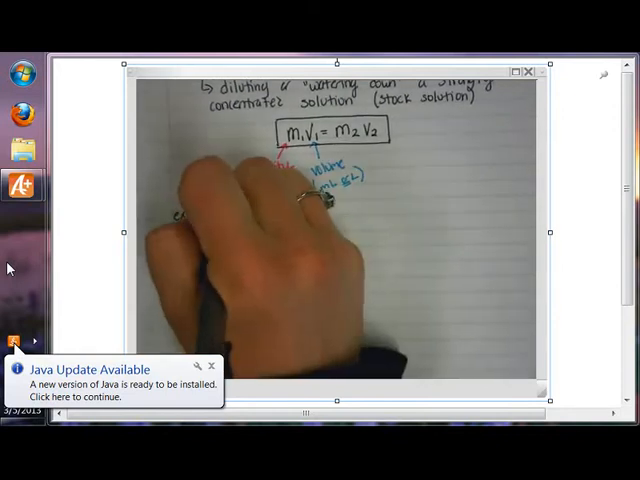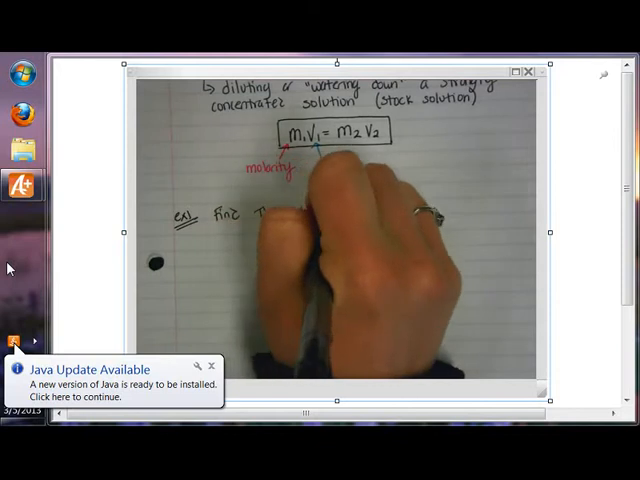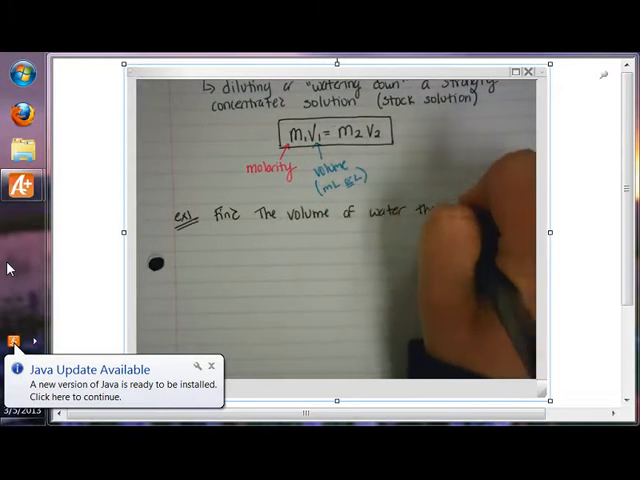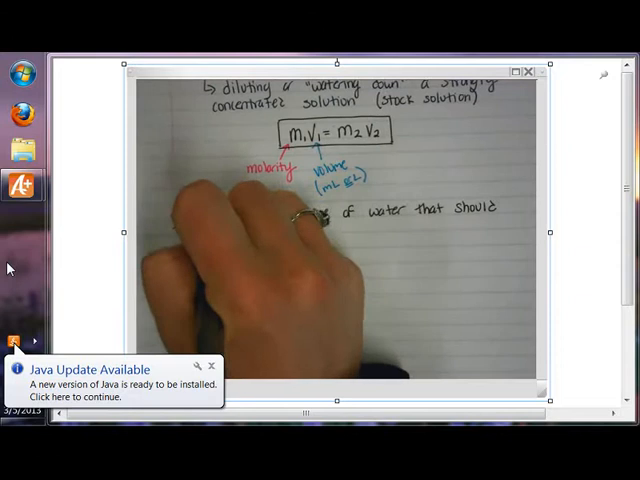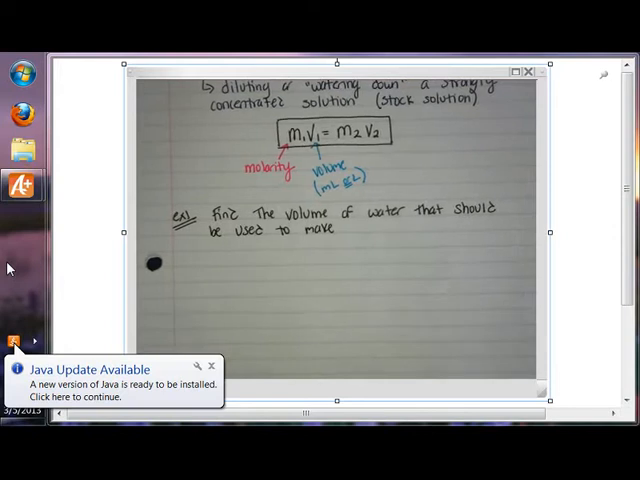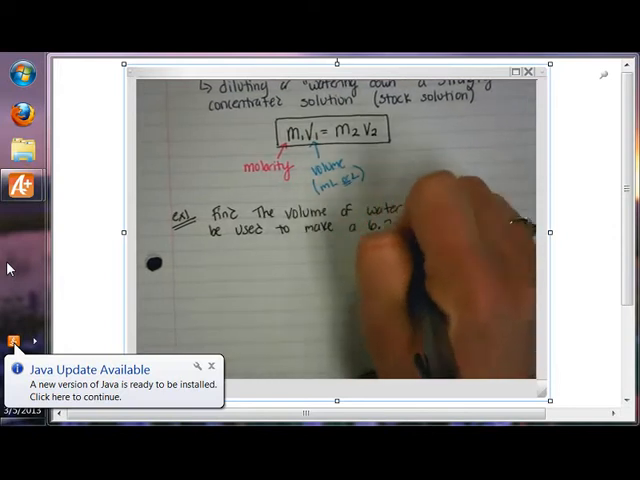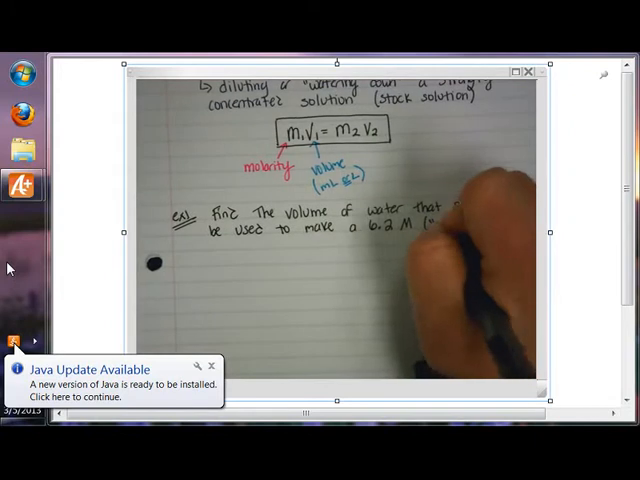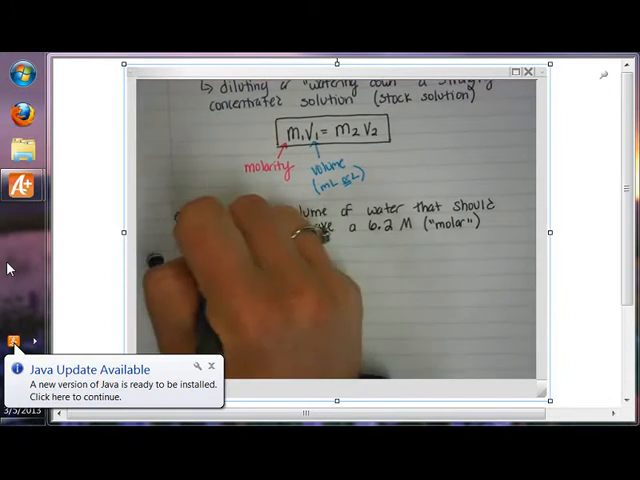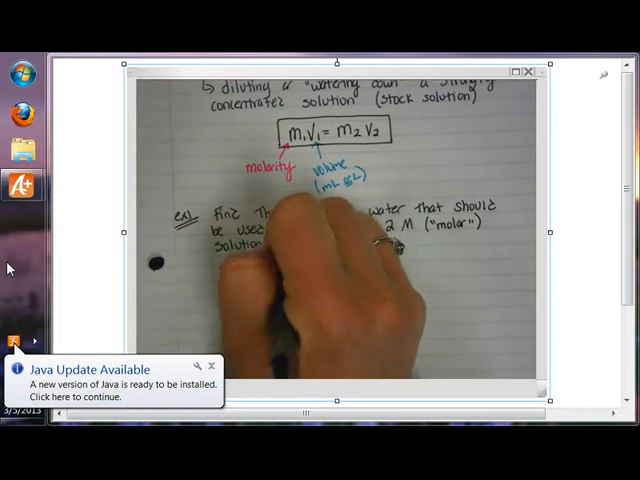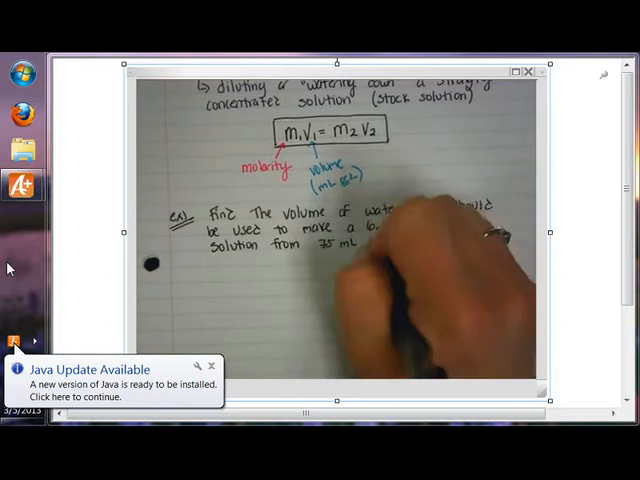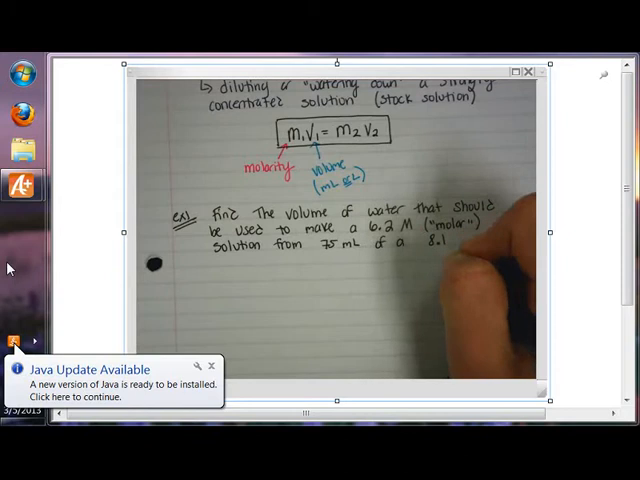Find the volume of water that should be used to make a 6.2 molar solution from 75 milliliters of a 8.1 molar solution.